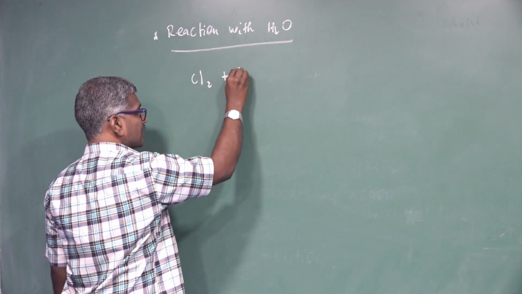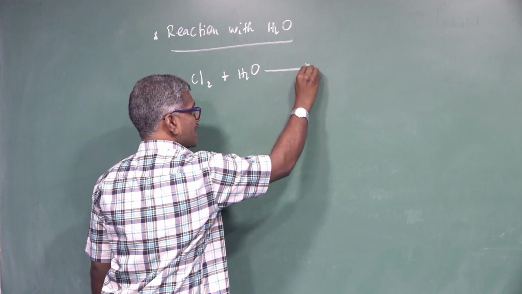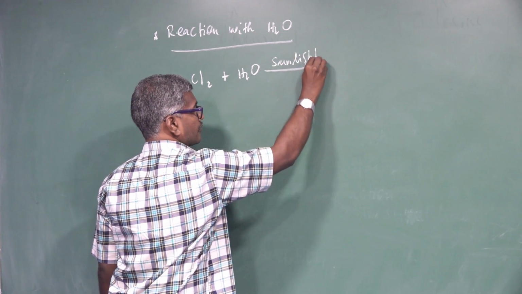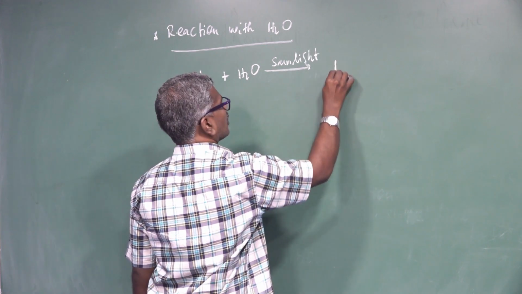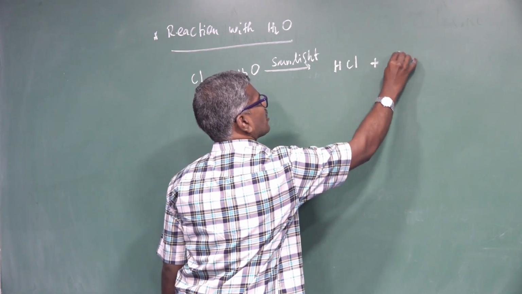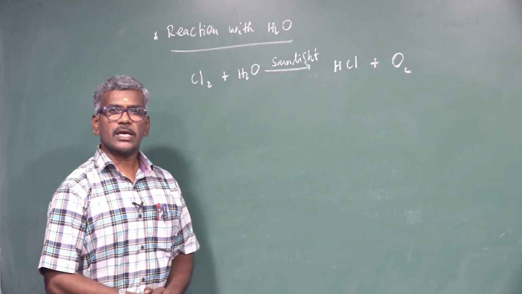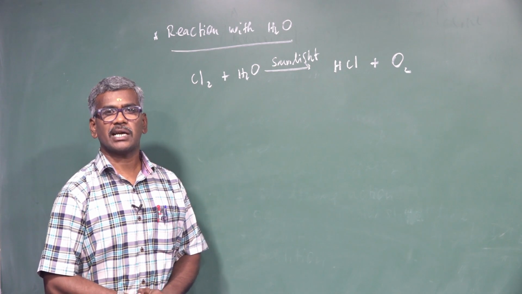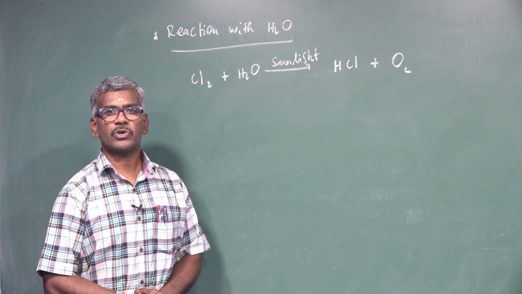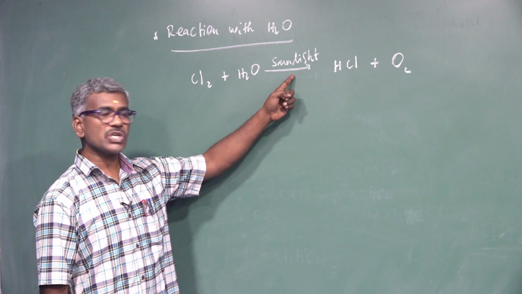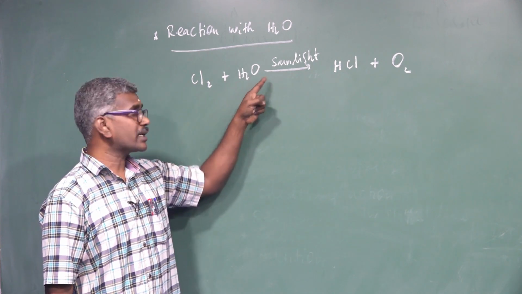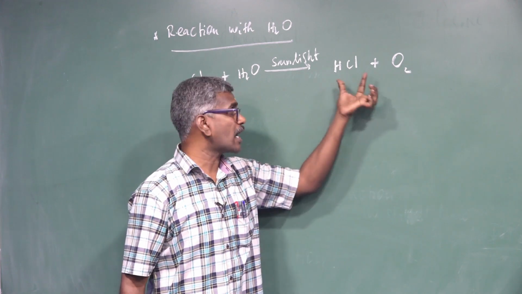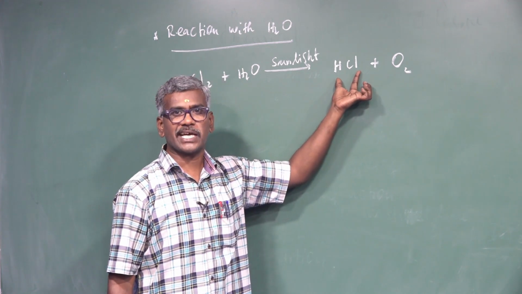Chlorine reacts with water in the presence of sunlight to form HCl and liberate oxygen. Generally, chlorine dissolves in water; this is referred to as chlorine water. Its color is yellow and it has the smell of chlorine. But in this equation, when chlorine dissolves in water in the presence of sunlight, oxygen gas is liberated and HCl is formed. This is a special character.